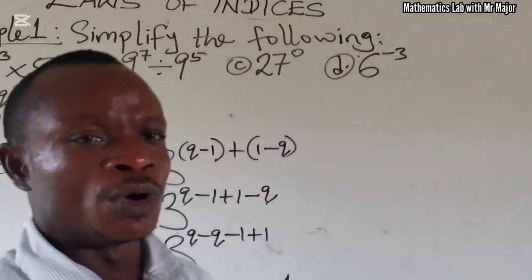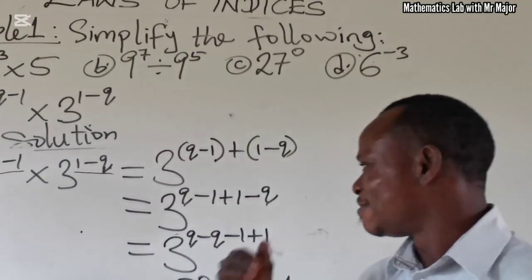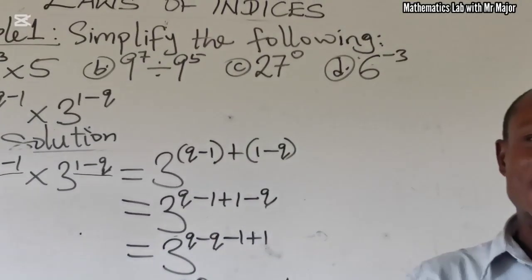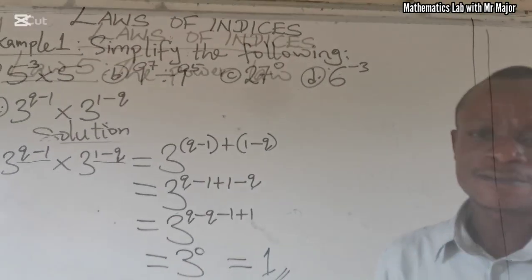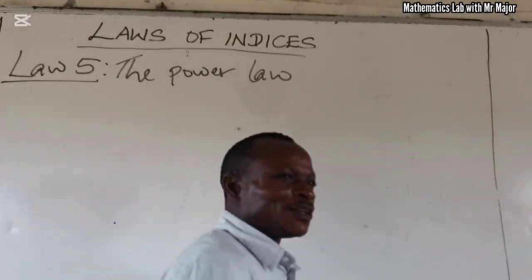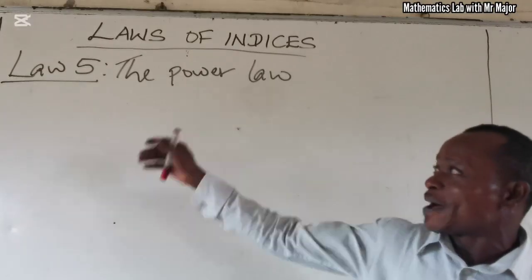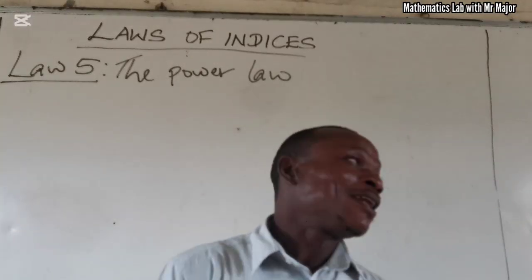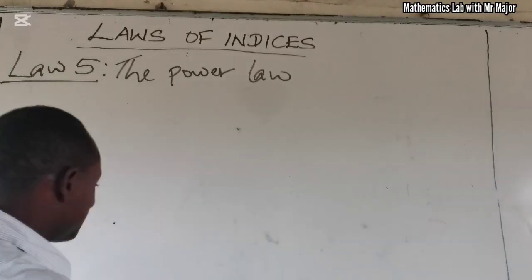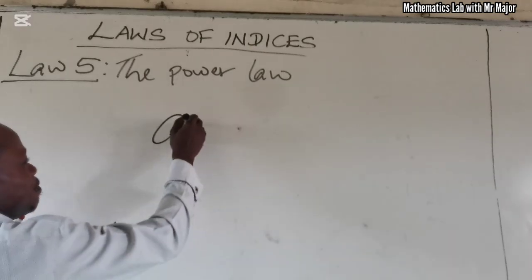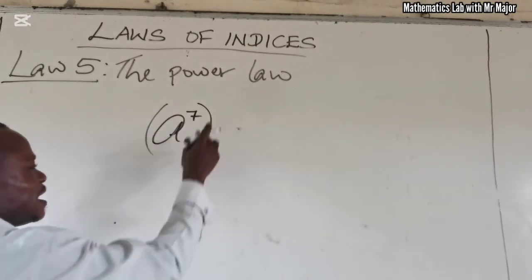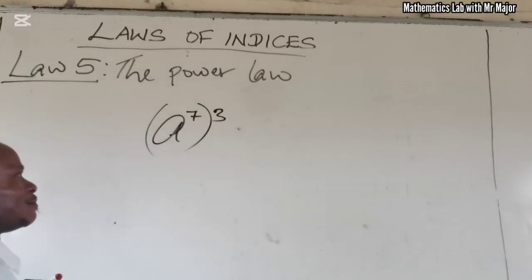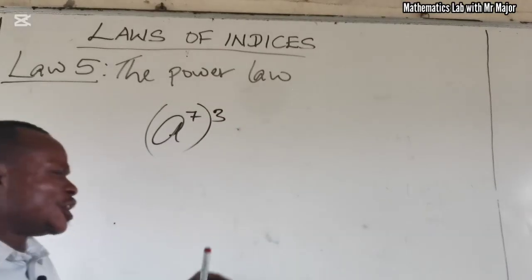Okay, now we will be looking at the remaining laws of indices, the 5th and the 6th law of indices. All right, let us look at law number 5. That is the power law. Now, the power law is something like this. If you have a raised to power 7, then enclosed in a bracket, and then raised to power 3.